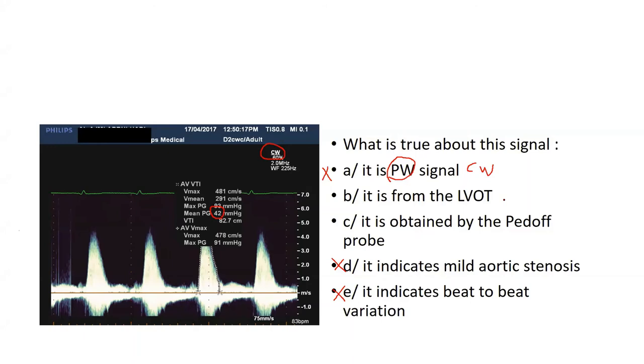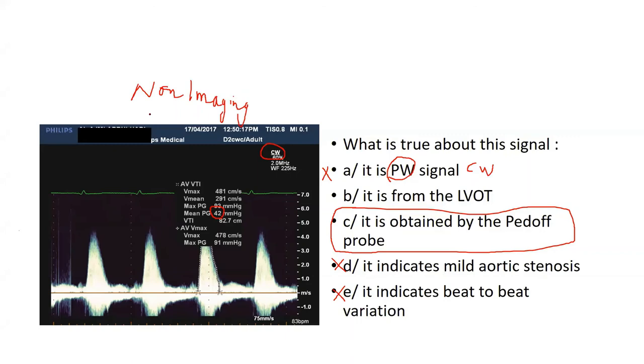So it is obtained by the pedoff probe, that pencil probe or the non-imaging probe. These are all names for the same probe. Non-imaging. Why non-imaging? Because it's small. Surely you have used it once or sometimes in your practice. It is advised to use it looking for higher gradient across the aortic stenosis to diagnose severe aortic stenosis. You tilt the patient to the right side and you scan him on the right side. You can also put it suprasternally. Non-imaging, look here, whenever you see CW and PW, up here you are going to see what?